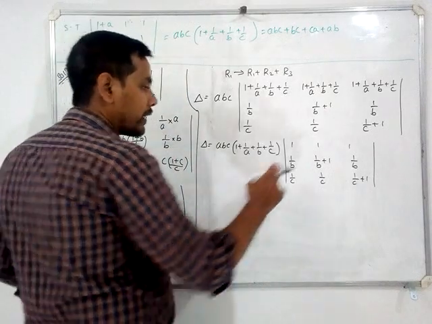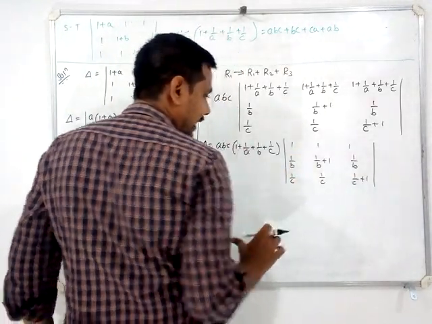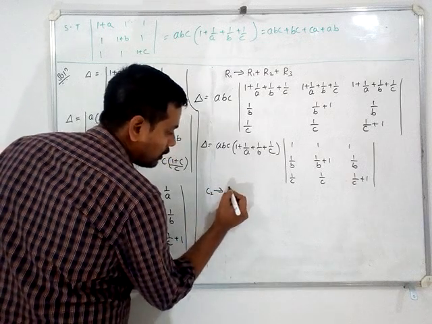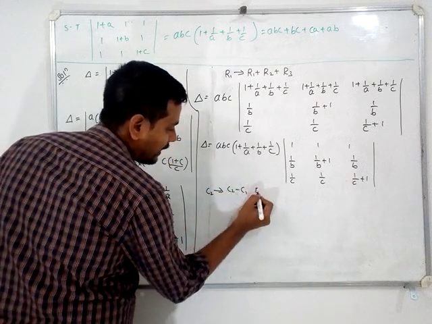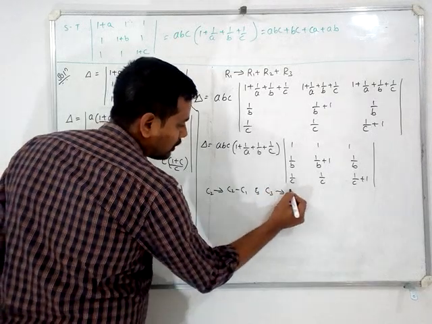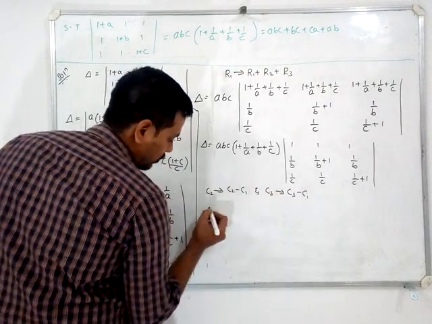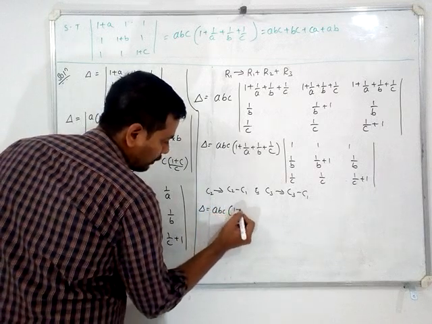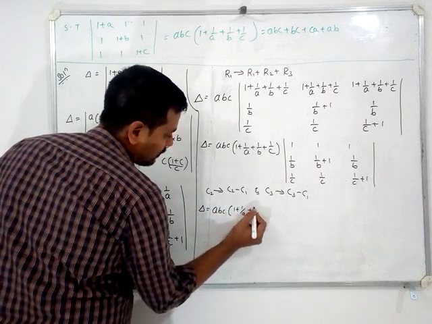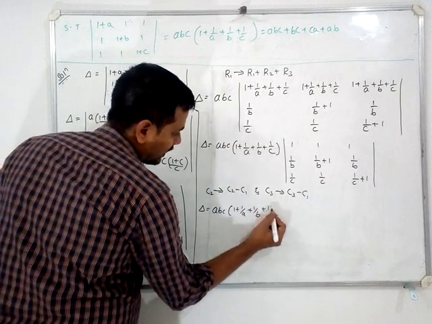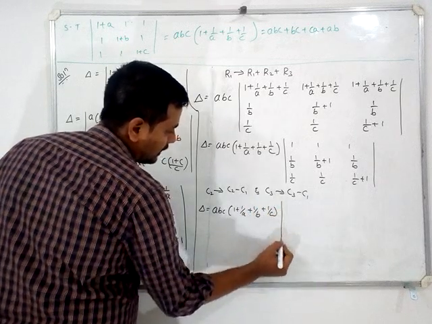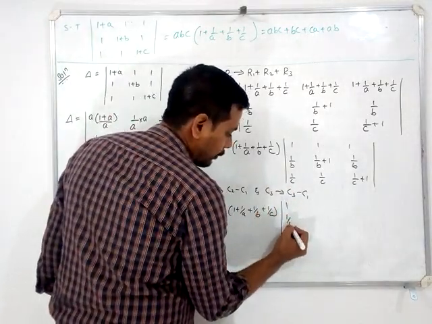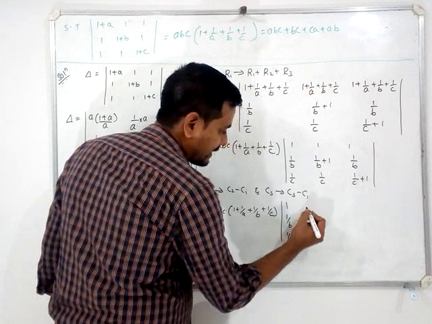Right? So here, when 1 and 1 are there, both the values can be made 0. How? C2 changes to C2 minus C1 and C3 changes to C3 minus C1. So then what will be my determinant? ABC into 1 plus 1 upon A plus 1 upon B plus 1 upon C, into the determinant with first row 1, 0, 0, and first column 1, 1 upon B, 1 upon C as it is.